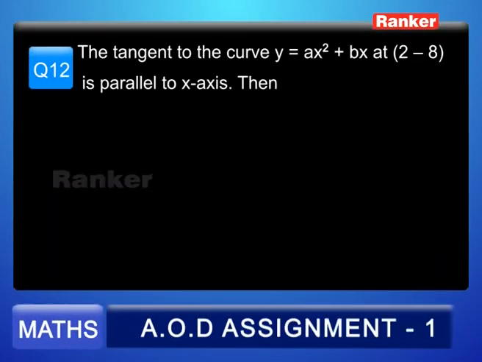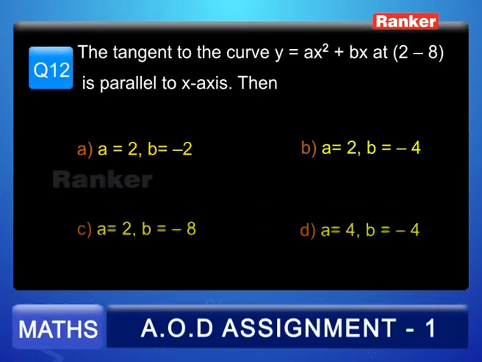Next question. The tangent to the curve y is equal to ax square plus bx at (2, minus 8) is parallel to the x axis. Then option A, a equal to 2, b equal to minus 2. Option B, a equal to 2, b equal to minus 4. Option C, a equal to 2, b equal to minus 8. And option D, a equal to 4, b equal to minus 4.